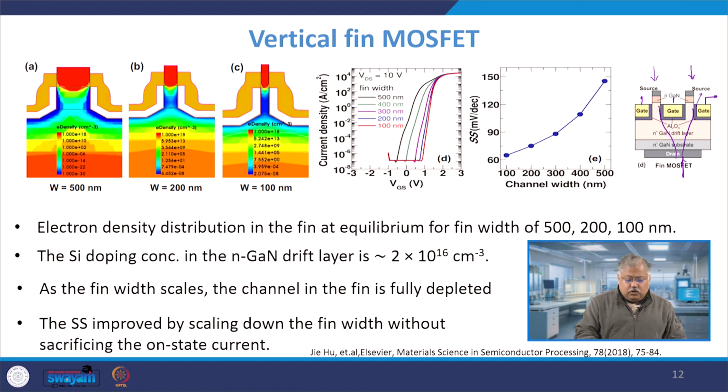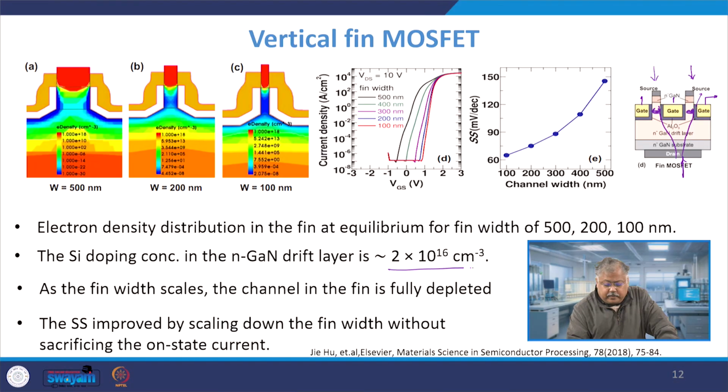On the left hand side, as you go on reducing this dimension, you see the electric field becomes larger and larger, and if you look very carefully, all of it becomes dark blue, which effectively means that the electron density per unit area falls down as you reduce the dimension of the device itself, because of the vertical scaling of the electric field. Now, the silicon doping concentration is taken to be 2 into 10 to the power 16 per centimeter cube. Now, this is the fin width.